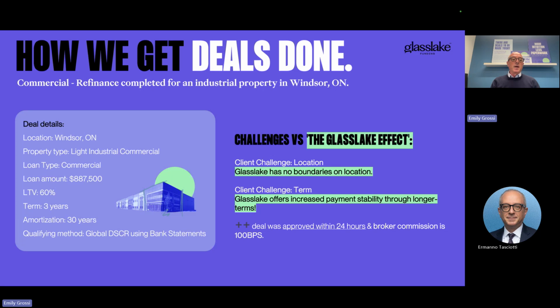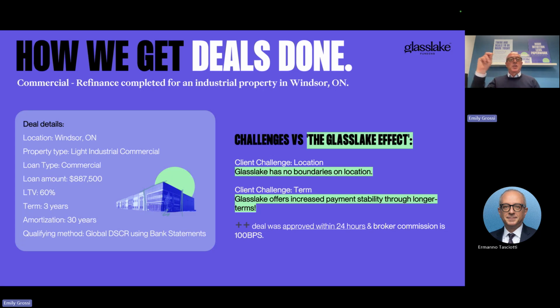So this was a refinance, and let's see, I'm just looking at the challenges that we had with that one. Yeah, we had no challenge with the boundaries, and we were able to increase the payment stability through a longer term. And note, this thing was approved within 24 hours.